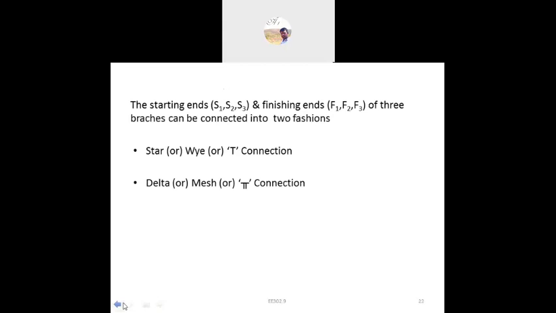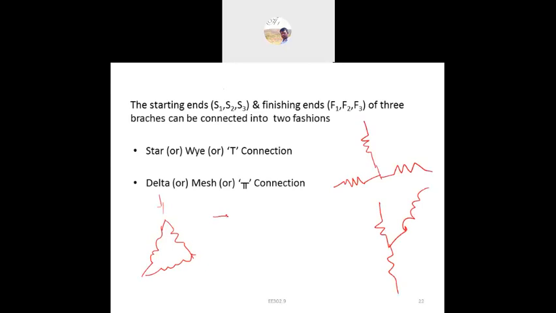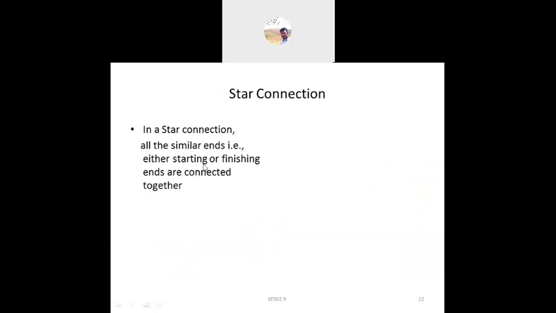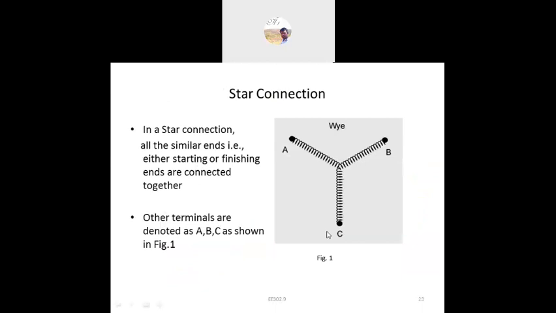The star connection means T, so you can draw it like this, or you can connect it in this way also. The star connection, T connection, or Y connection, whatever it may be. Coming to delta, the pi connection is like this. In the star connection, all the similar ends, either starting or finishing, are connected together. This is the Y connection or star connection.